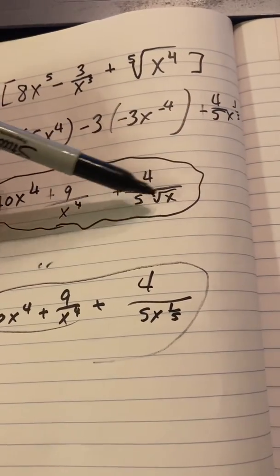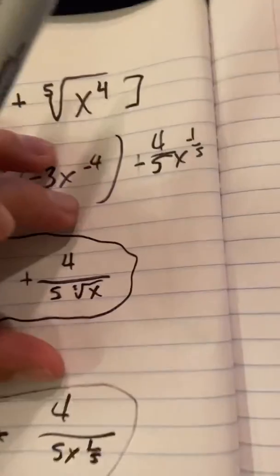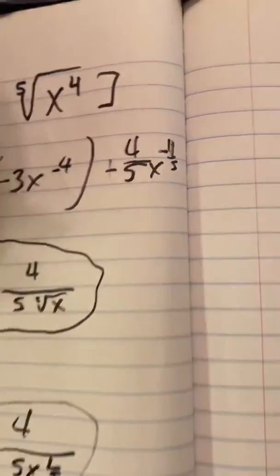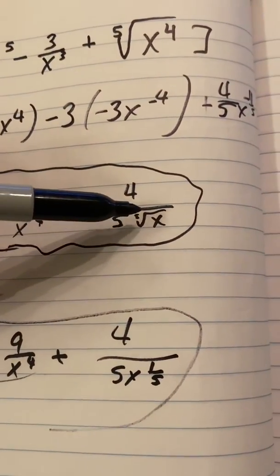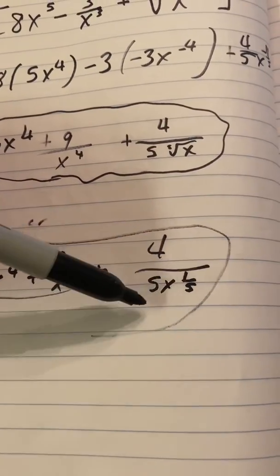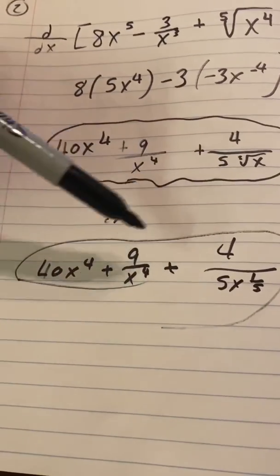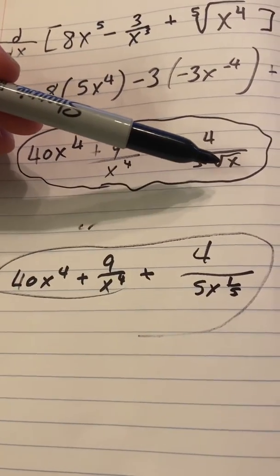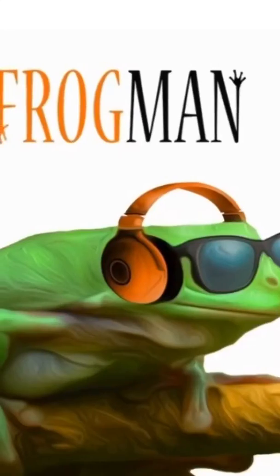What we can do is have 4/5, and then we can either write this, because this is a negative 1/5 right here, we can bring this down to 4/5 to the fifth root of x, or we can write this as 4/5 x to the 1/5. You can write it two different ways. My professor doesn't care if you write it as the fifth root of x, or x to the 1/5. It does not matter.